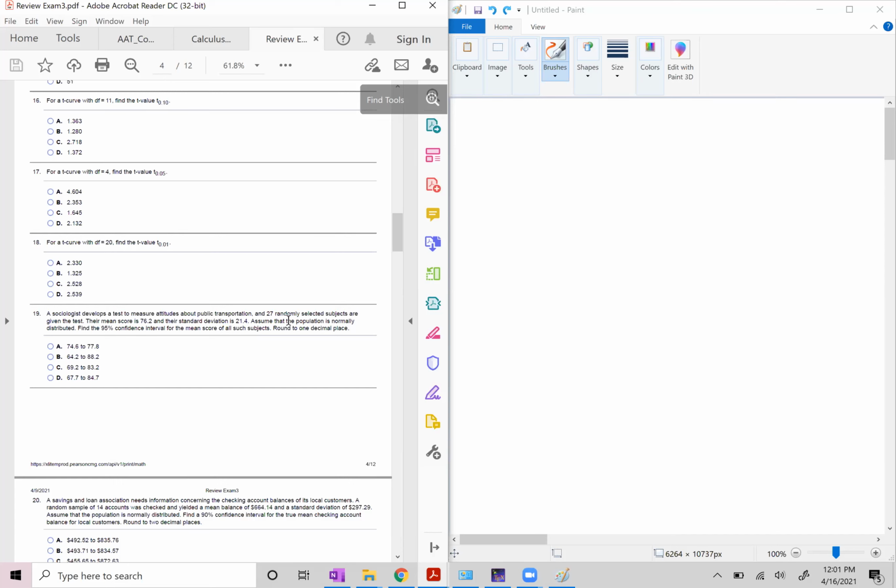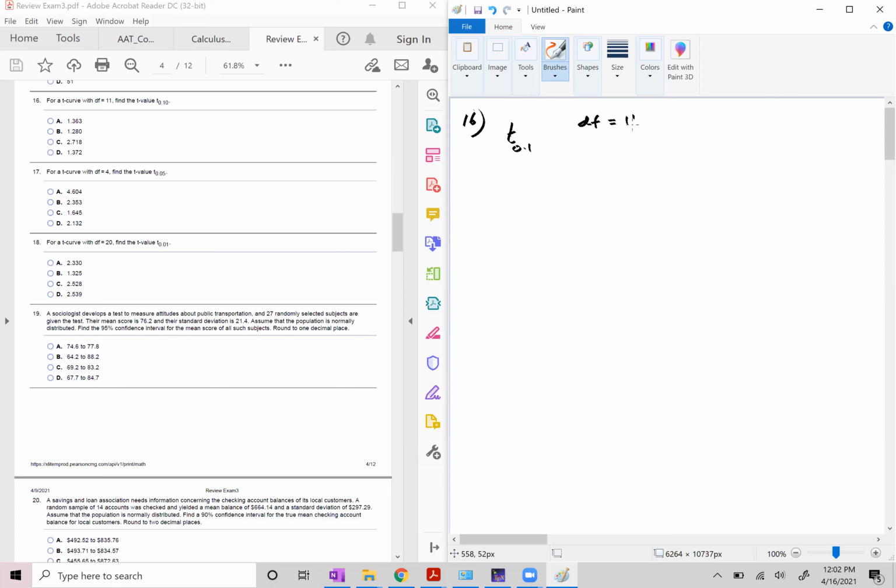Okay. So let's discuss today's questions. I have to start from question number 16. Question number 16: for a t curve with 11 degrees of freedom, find the value of t.1. So we need to find t.1 for degrees of freedom 11.